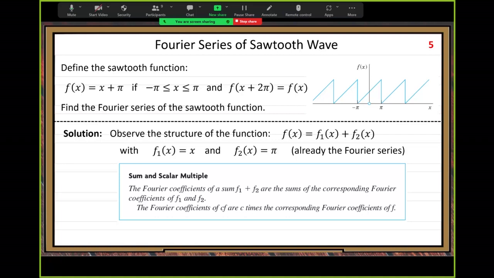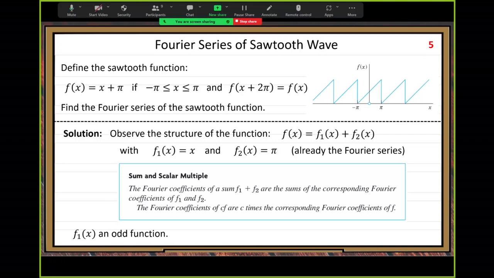Look at the form of f2, which equals pi. Can we say this constant pi is already a Fourier series of f2? The single constant term is already a Fourier series of f2, and all the other terms are 0. The a0 term is the constant, so this is already a Fourier series. So we have its Fourier series. Now let's calculate the Fourier series of f1.